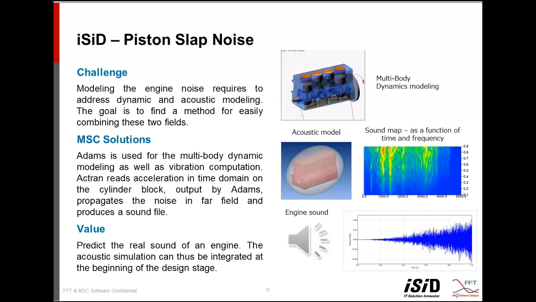So this is the noise computed by Actran for this piston slap noise. In this case, ADAMS is used for the dynamics and the finite element modeling. Vibrations are thus computed on the cylinder block and reused by Actran for predicting the radiating noise. For computing the radiating noise, Actran just has to be added at the end of the simulation chain, reusing FEA or MBD simulations performed previously. To top it all off, it's possible to listen to the simulated noise, as you can hear it.